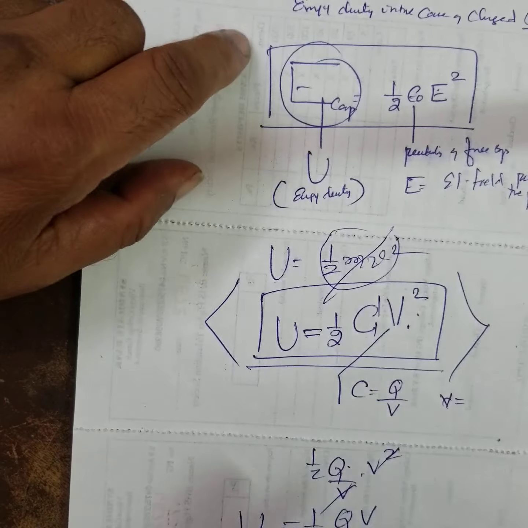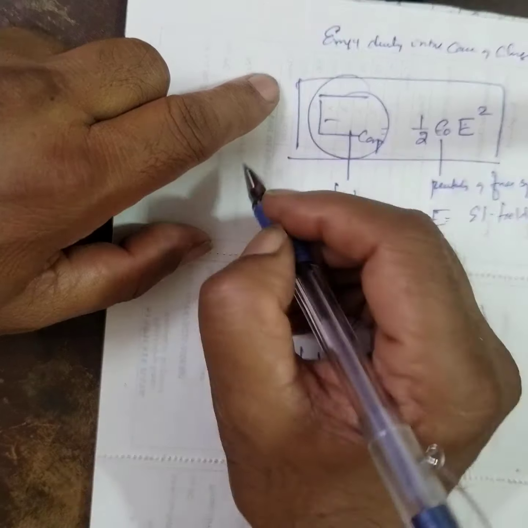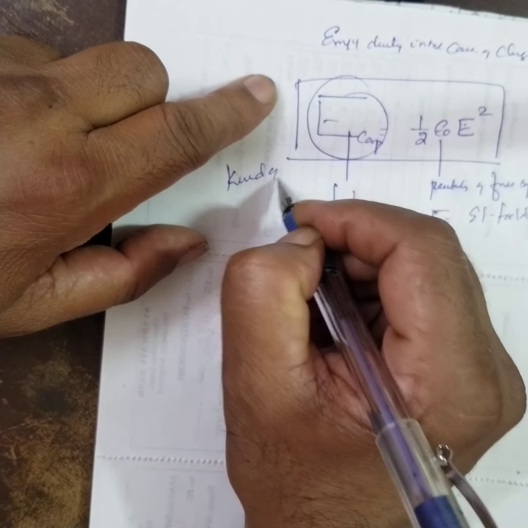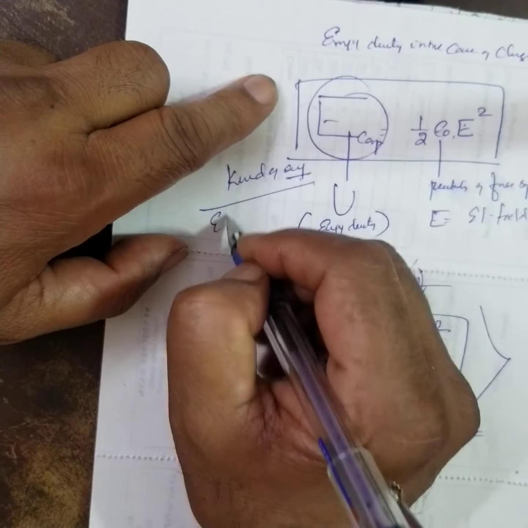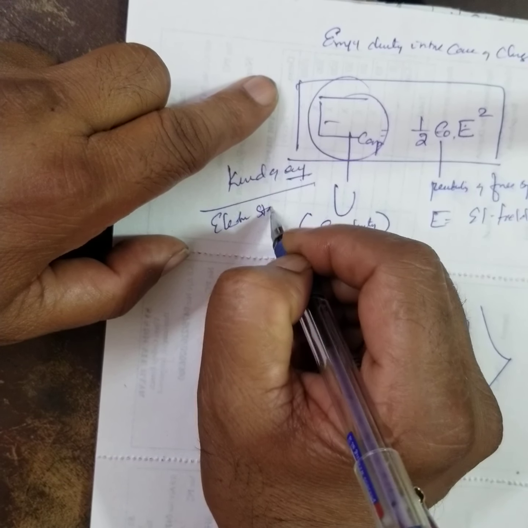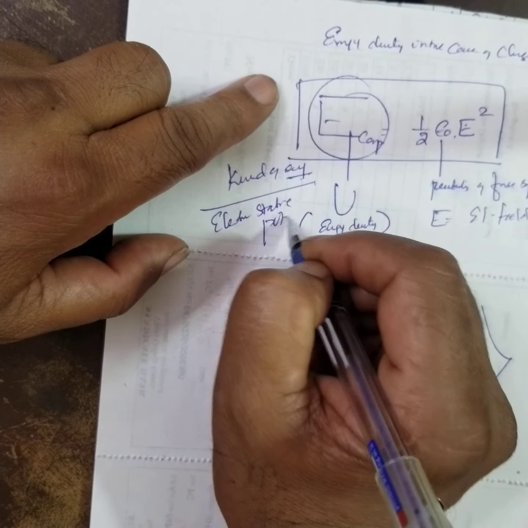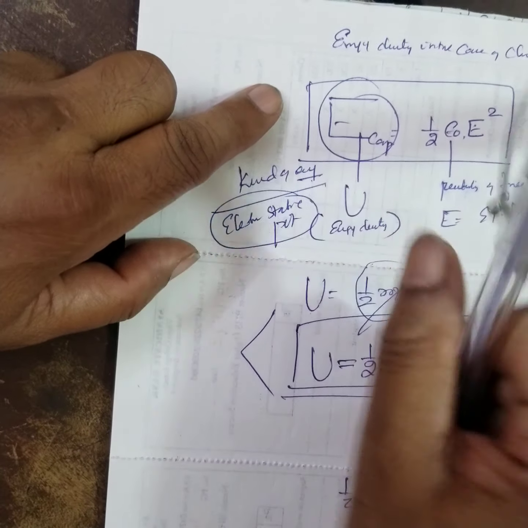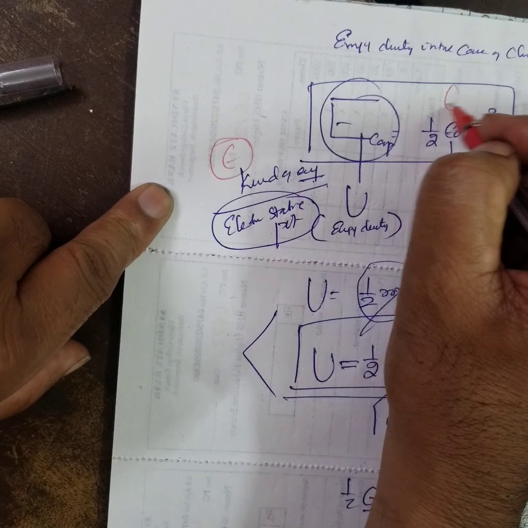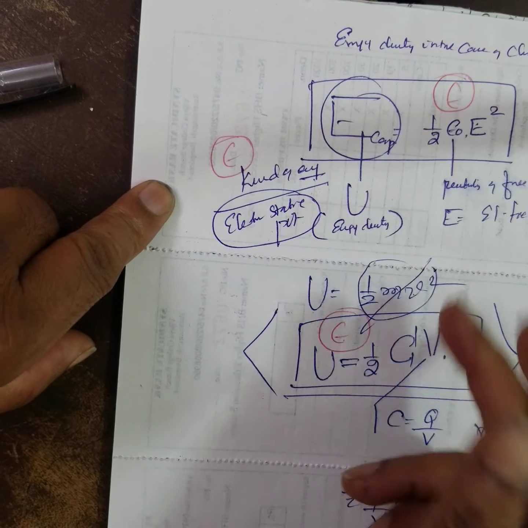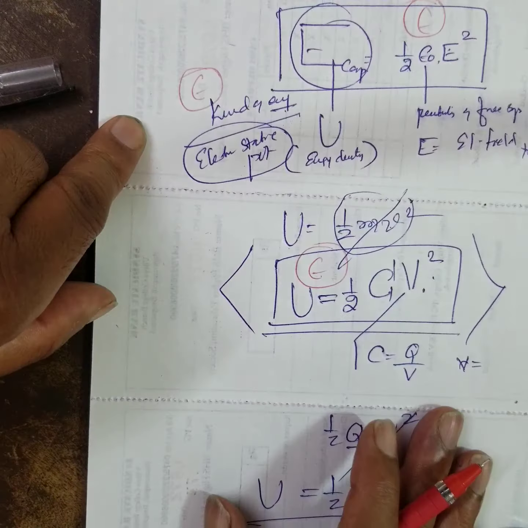What kind of energy is stored? The energy stored is in the form of electrostatic potential energy. This is for CET. This expression is also for CET. They will ask all these things.